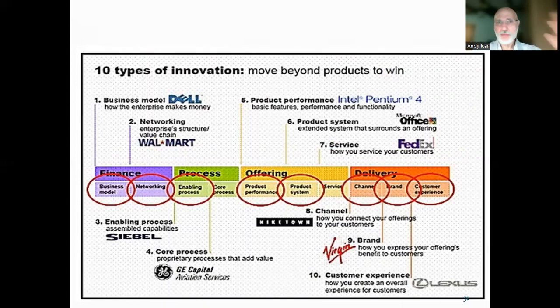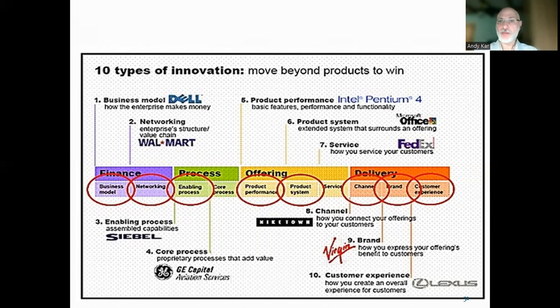We have here some examples of the 10 types of innovation, more beyond products to win. Business model of Dell: how the enterprise makes money, which is in the finance part. Networking, enterprise structure, value chain of Walmart. Walmart is about networking, for example. Enabling processes, assembly capabilities in Siebel. Core processes, proprietary processes that add value, GE Capital, aviation services.